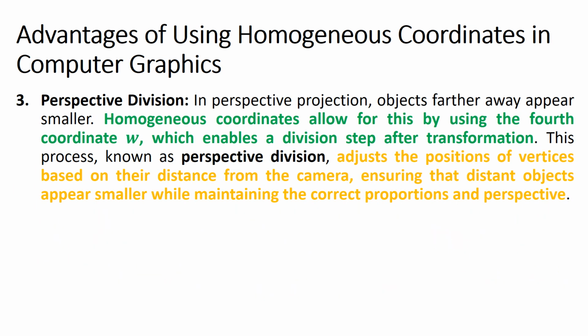Another advantage of using homogeneous coordinates in computer graphics is perspective division. In perspective division or perspective projection, objects further away appear smaller. Homogeneous coordinates allow for this by using the fourth coordinate in 3 dimensions. As we mentioned, in 3 dimensions, the homogeneous coordinate system has 4 values, which enables a division step after transformation.